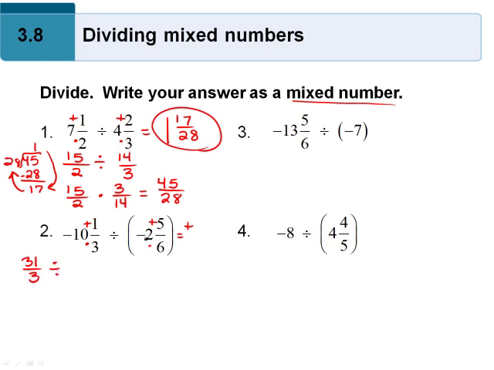6 times 2 is 12, plus 5 is 17 over 6. So now, keep the first fraction, change it to multiplying, 6 over 17. Keep, change, flip, okay? All right, 31 and 17, no common factors. But 3 and 6, I can divide by 3. That leaves 1 and 2, okay? 6 divided by 3 is 2. So on top, I have 31 times 2 is 62, and 1 times 17 is 17.